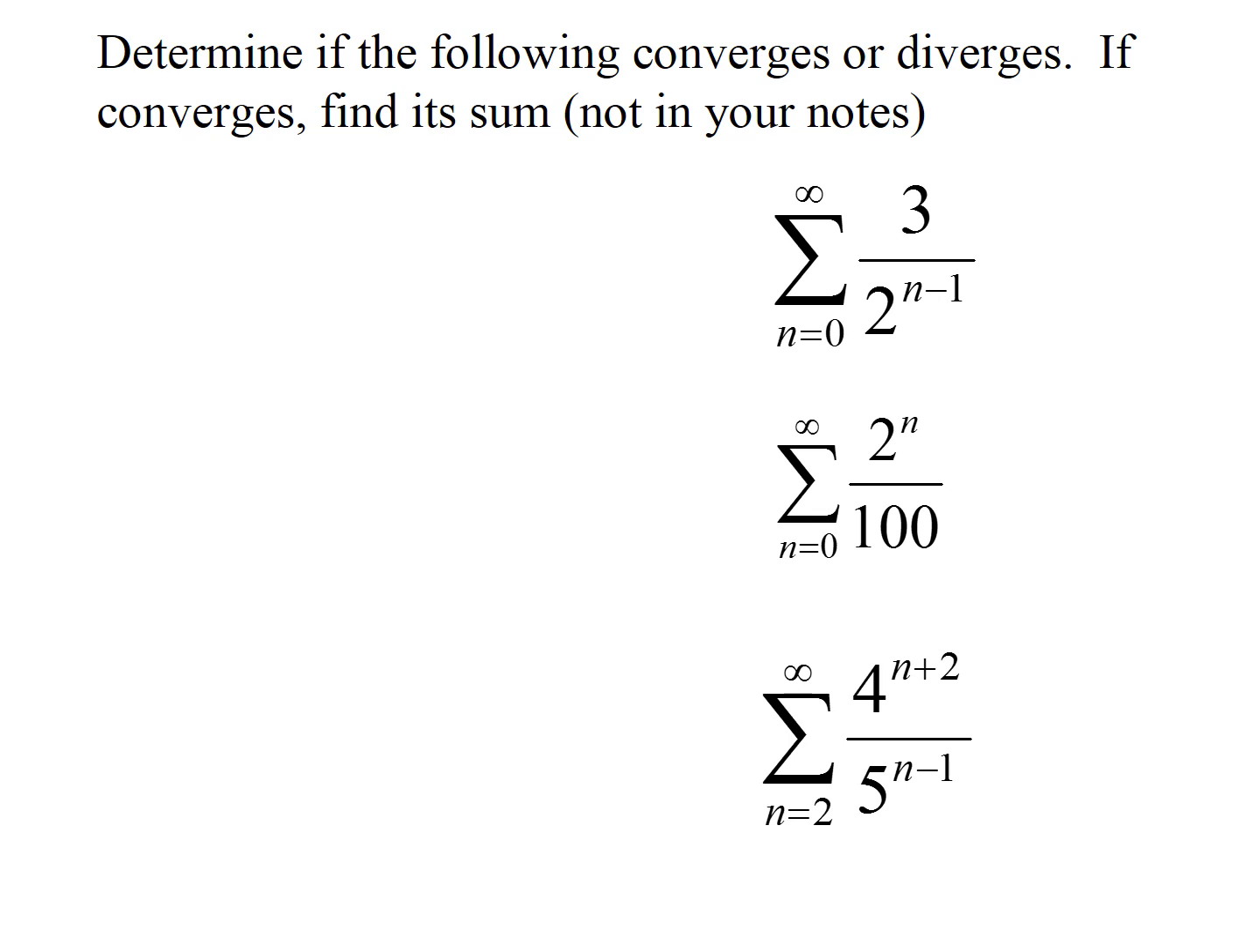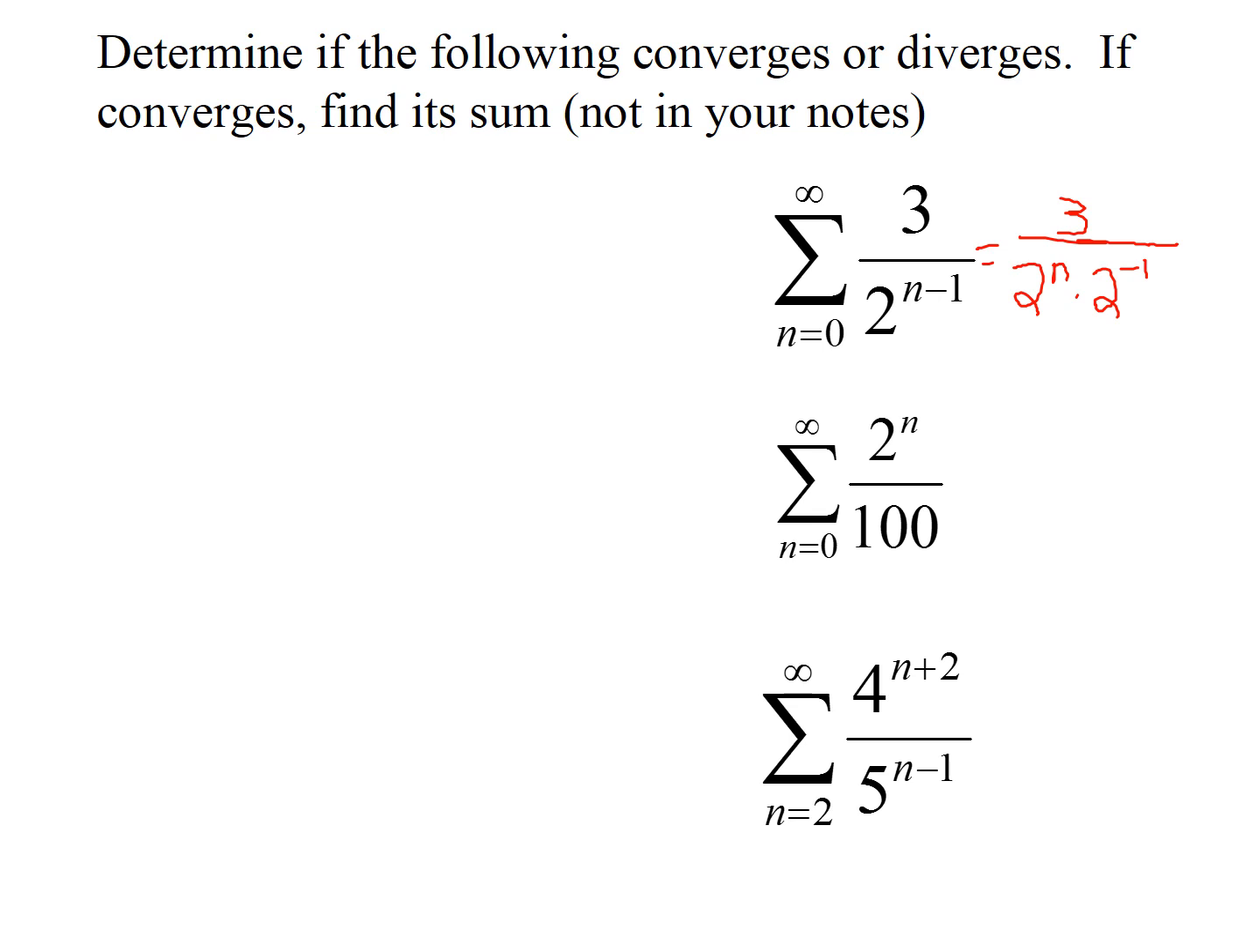Let's do the last 3. Okay, so we have to rewrite this. We're going to have to use some algebra to rewrite this. So we can write this as 3 times 2 to the n times 2 to the negative 1. Now please, we've done this before, so please recall that.